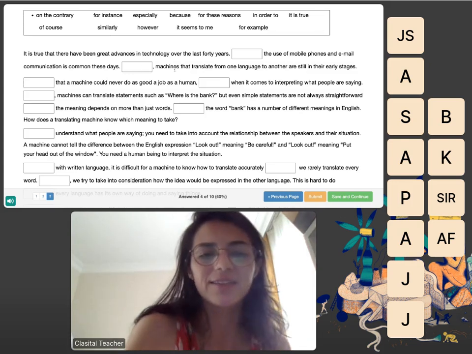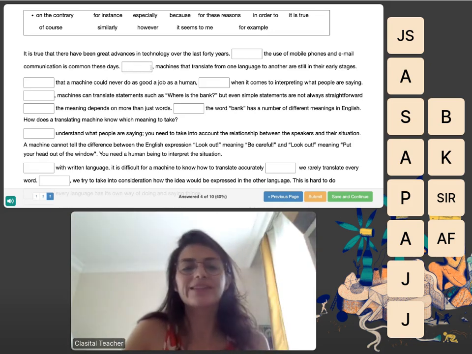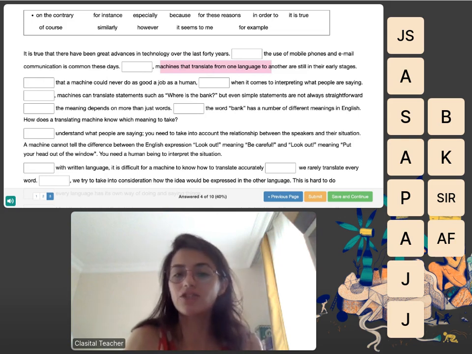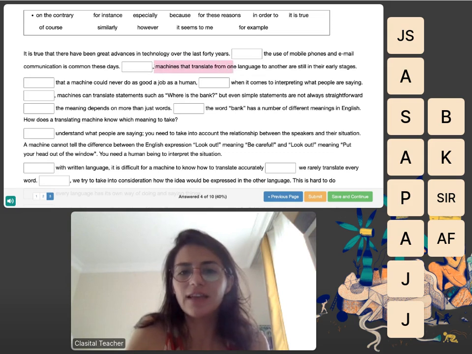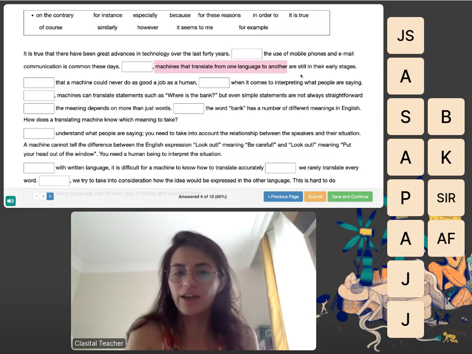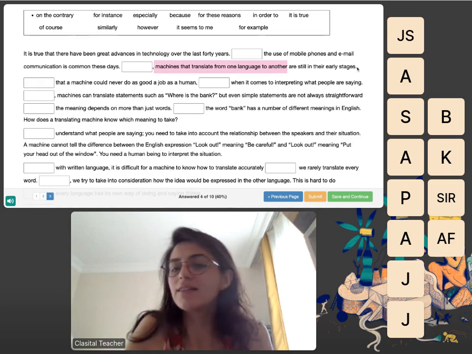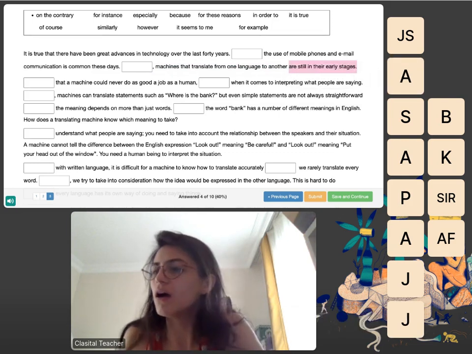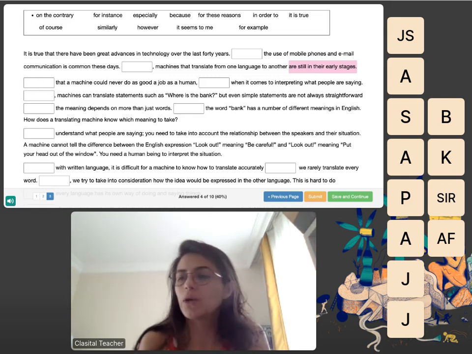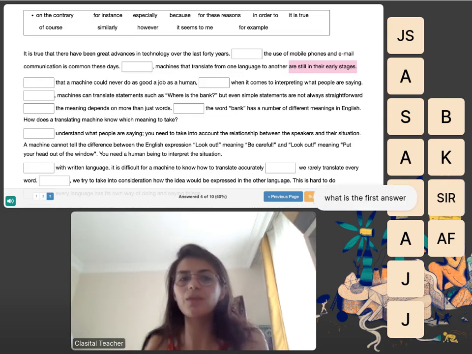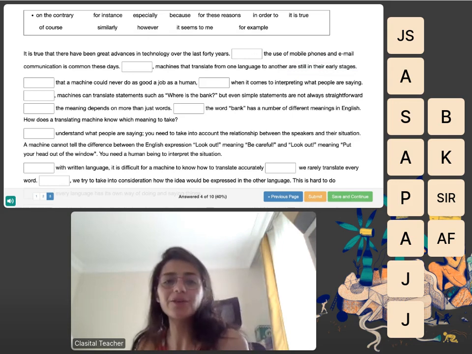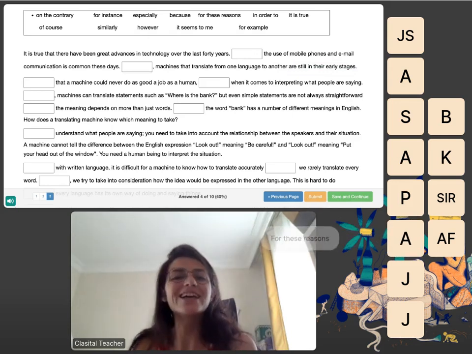All right, let's move on to the second blank. We will say something, then: machines that translate from one language to another are still in their early stages. So machines that translate from one language to another is our subject. Those machines translate something to another, and they're still in their early stages. So they didn't start that long ago. Some of you said on the contrary. One of you said, of course. What is the first answer? The first answer is for instance or for example. We can use either of them, because they mean the same thing.